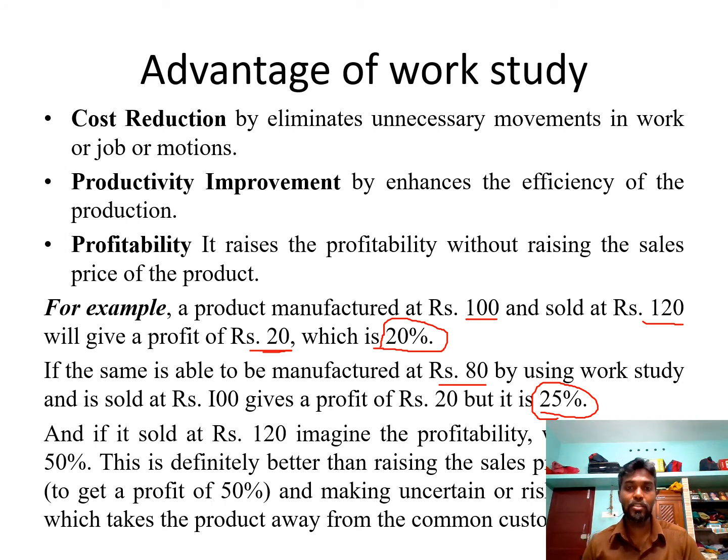And if it is sold at rupees 120, imagine the profitability, which is about 50 percent. The same product you earlier supplied at 120 rupees, and after the implementation and correction, if you still sell it for 120 rupees, just imagine your profit. This is definitely better than raising the sales price to rupees 150 in order to get a profit of 50 percent in the first scenario, and making saleability uncertain or risky, which takes the product away from the common customer's reach. Of course it will happen.